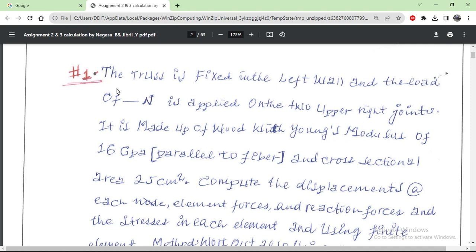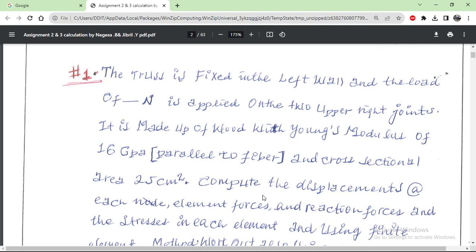Question number one says that the truss is fixed on the left, and an unknown load is applied on two upright joints. It is made up of wood with a Young's modulus of 16 gigapascals parallel to the fiber. The given cross-sectional areas are for each beam. The cross-sectional area of the truss is 25 centimeter squared.